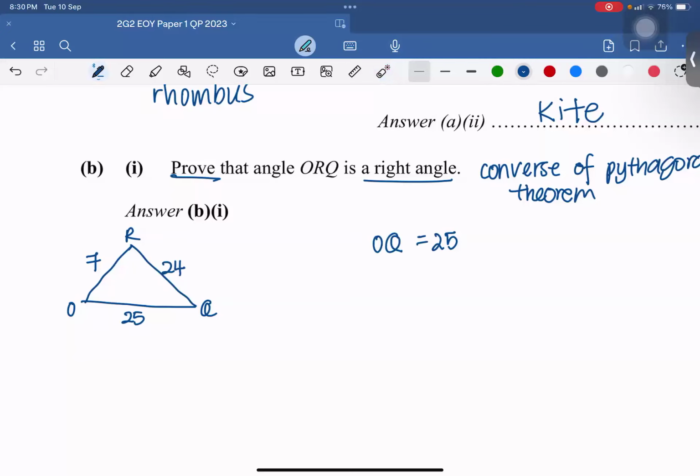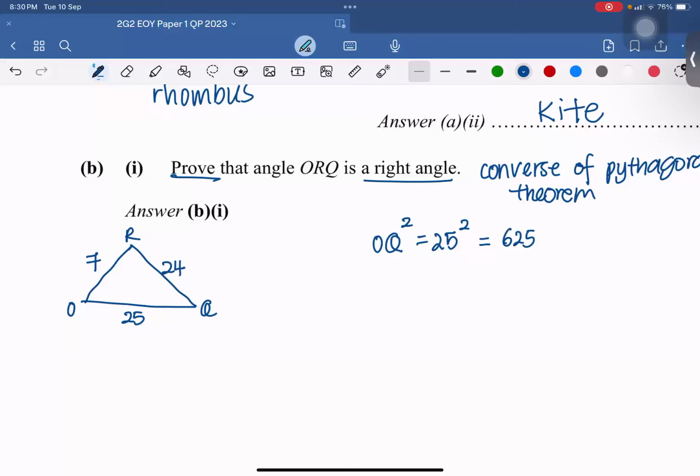Now we want to show the converse of Pythagoras theorem. OQ, what must I do to it? What's the power? Square, correct. OQ square equals 25 square. What is 25 square? Quickly, calculators. 625. Thank you.